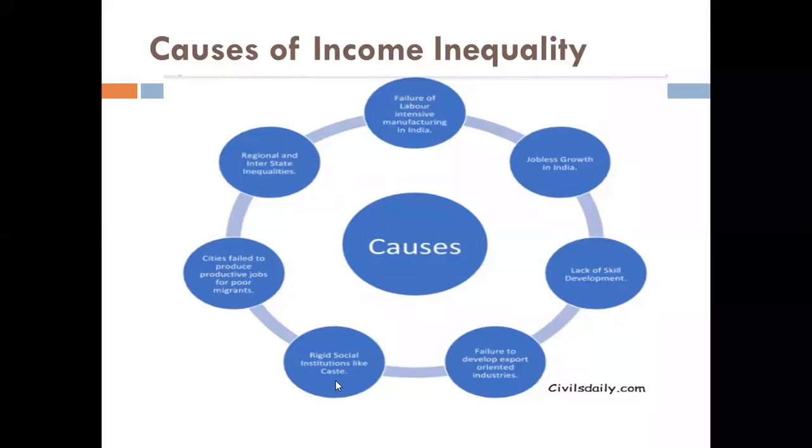Rigid social institutions like caste means we show bias on the basis of caste. There are only a few institutions on the basis of caste, and we do not provide facilities to the clients. Cities fail to produce jobs for poor migrants. Urban cities do not provide jobs to the poor people who migrate from rural areas or from other states. Regional and interstate inequalities means inequalities also exist between two states, regional and interstate.